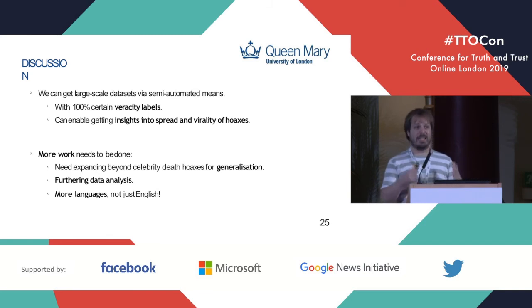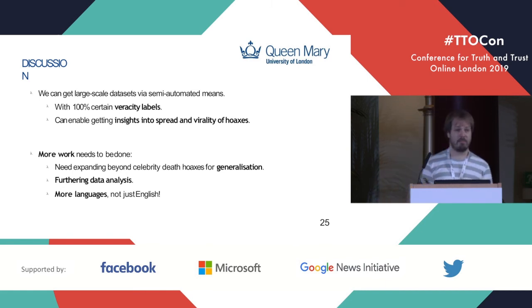As I was saying, we still need a lot more work, so we have to generalize it. This is a very specific data set, including celebrity death hoaxes, only from Twitter, and so we definitely need to expand this in many aspects. We need to do more data analysis in order to understand that, and another limitation is that we're only looking at texts in English, so we do need to look at other languages in order to generalize, which is also a big issue.